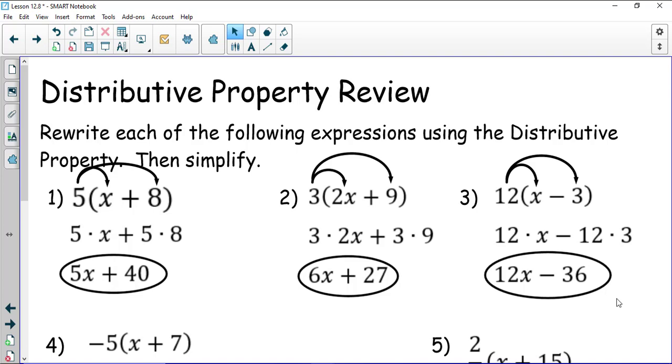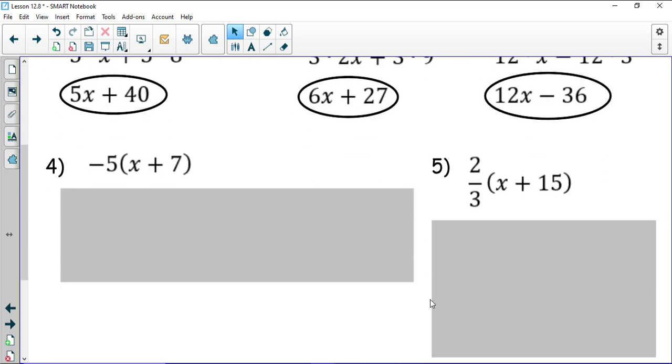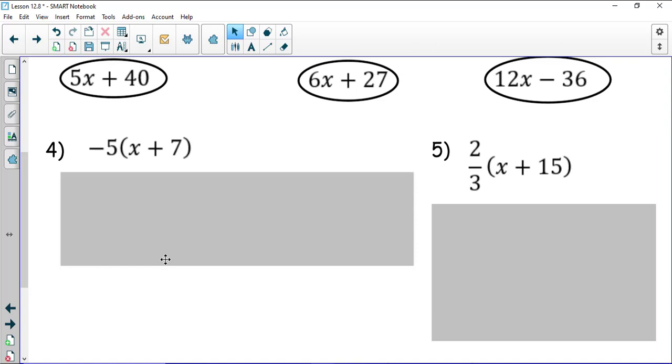Now, if you write your answer as 12x plus negative 36, that is equal or equivalent to what we have here. All right, let's take a look at a problem that involves a negative number outside the parentheses. So we are going to distribute that negative 5 into the parentheses. So we're going to take negative 5 times x and take negative 5 times 7.